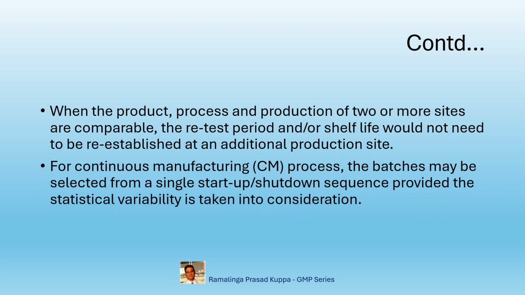A detailed risk assessment should be done to determine the validity of the data from each manufacturing site. For continuous manufacturing processes, the batches may be selected from a single startup-shutdown sequence, provided the statistical variability is taken into consideration. There are some manufacturing sites that use continuous manufacturing. The batch is decided on a specific start time and end time, say every shift of 8 hours or 12 hours, or a day of 24 hours. The statistical data and risk assessment should decide this.